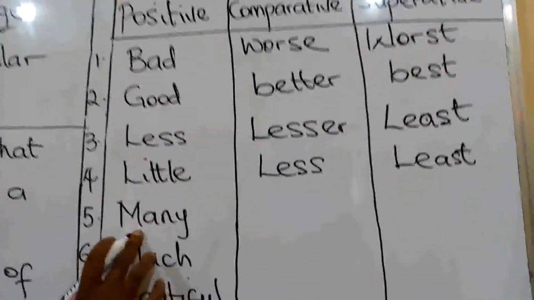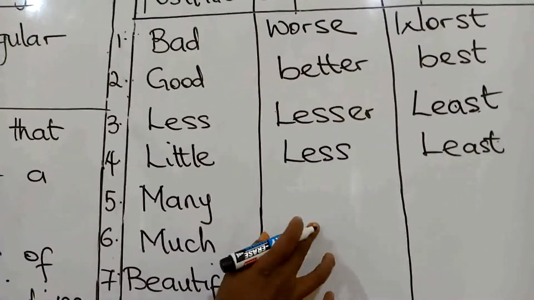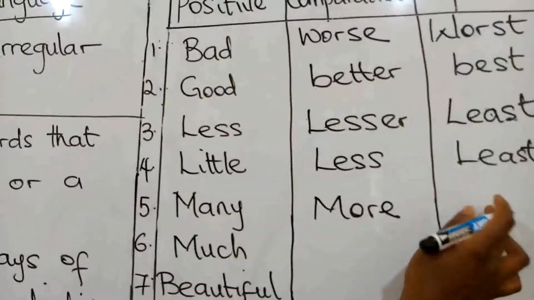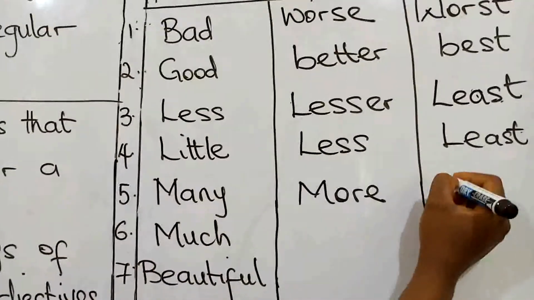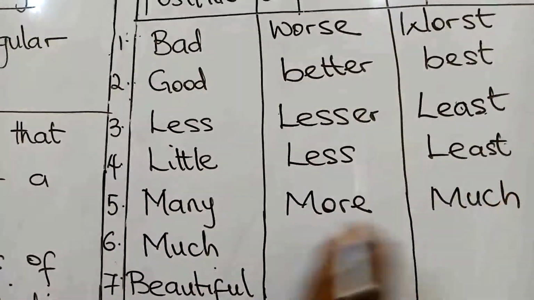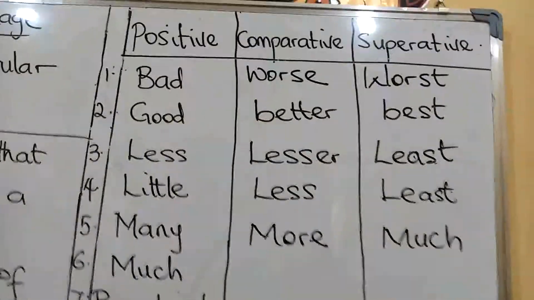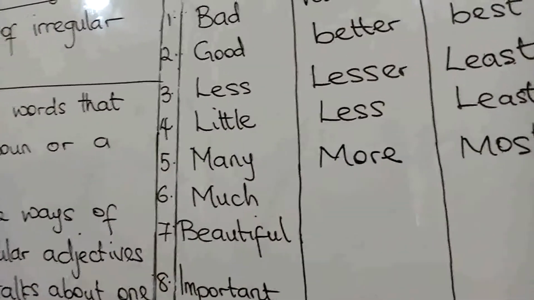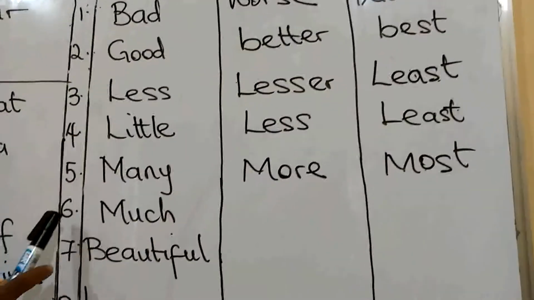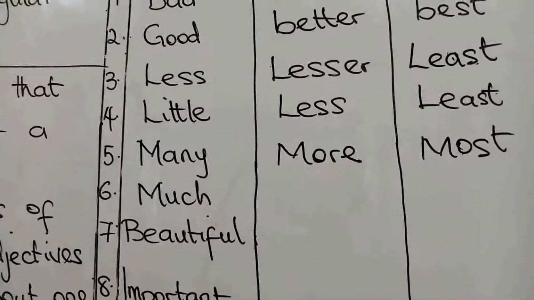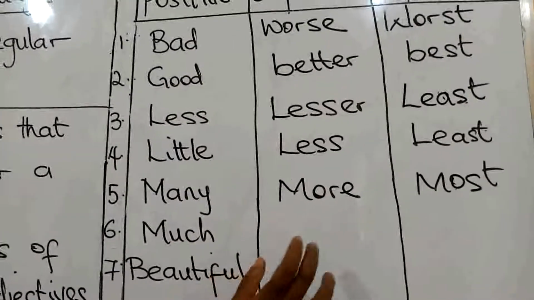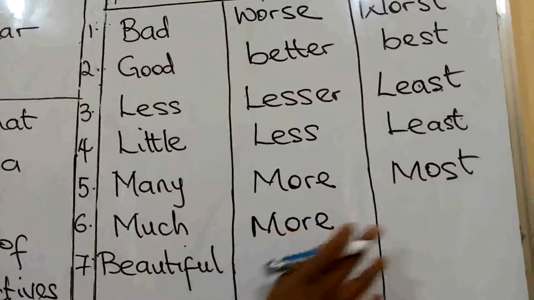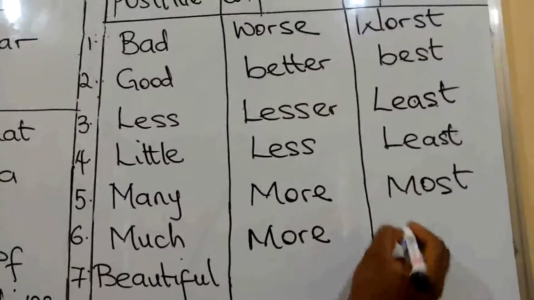Number 5 says many. Many is one. Two will be what? More. Then three or more than three will be most. Many, more, most. Now let's look at number 6. Much. What will be in the comparative? More. Then what will be in the superlative? Most.